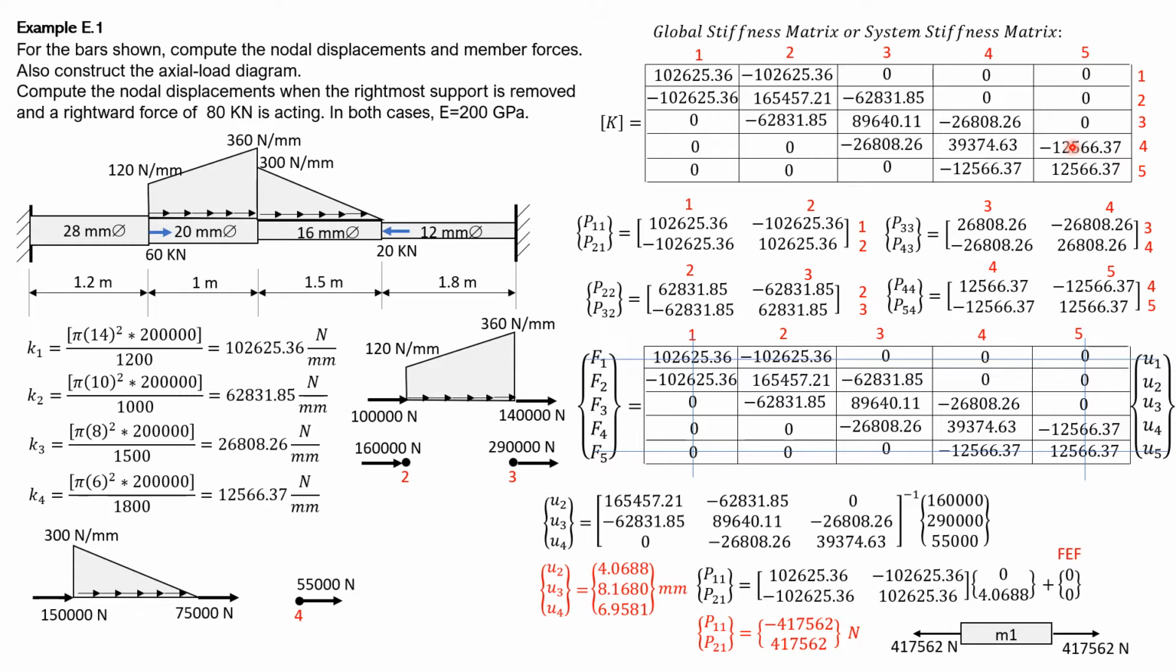Then here, this is row 4, column 5. Row 4, column 5, there's only one. Row 4, column 5, negative 12,566.37. Then we copy all elements in row 4 to column 4. Then finally, this is 5, 5, and 5, 5 is 12,566.37. So that's the basic.